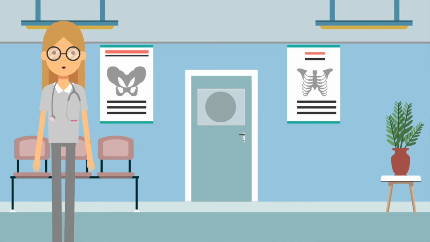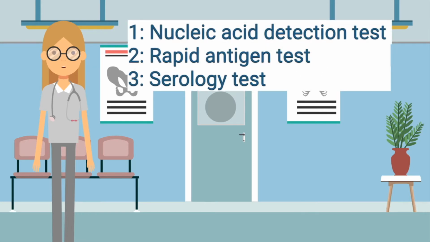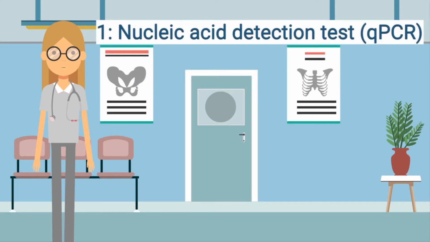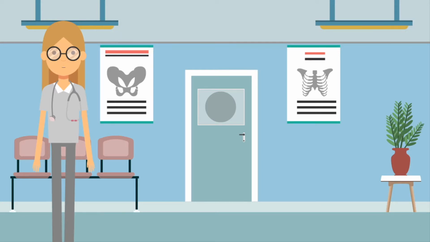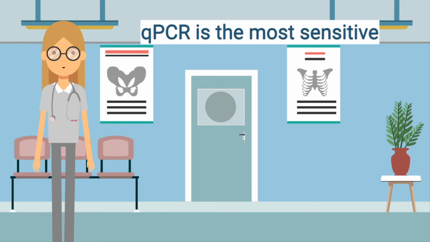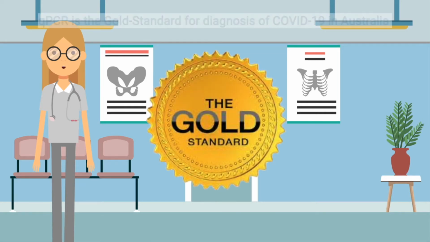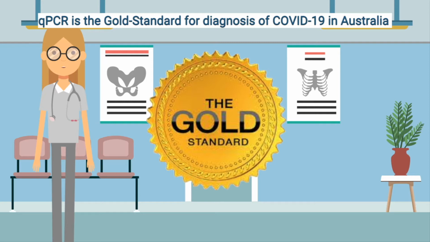Currently, there are three main types of COVID tests. There is the nucleic acid detection test, the rapid antigen test, and the serology test. The nucleic acid detection test is more commonly known as the qPCR or the PCR. This diagnostic test is considered the most sensitive for detecting an active infection, and the results are highly accurate. The qPCR is currently the gold standard for diagnosis of COVID-19 in Australia.